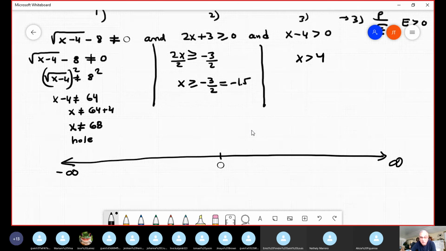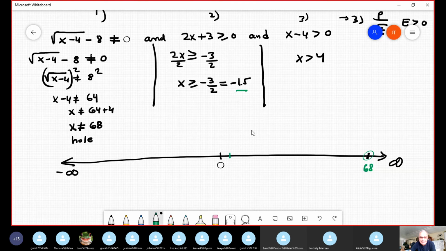68 is too far. Suppose the scale is not exact, but it's okay. The 68 is a hole. So this restriction represents a hole at 68, and the rest of the numbers are okay. Okay? Let's move on to the second one, which is 1.5.